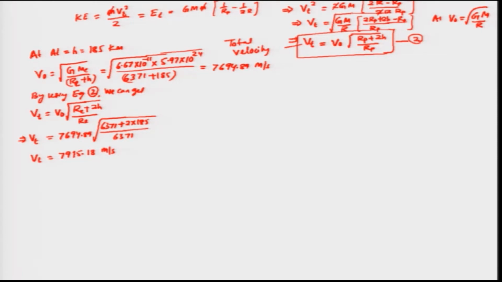So, you can see that there is a difference between the orbital velocity and total velocity. In this case, as the altitude is only 185 kilometer, you will see that the orbital velocity is very close to the total velocity, although the total velocity is a little bit higher than the orbital velocity. And if you go below this altitude, the differences will diminish.